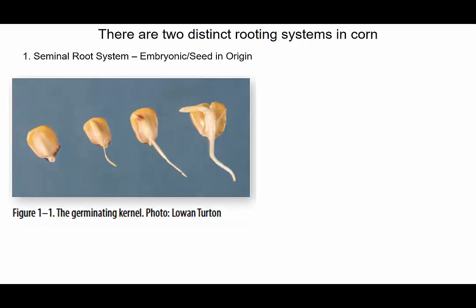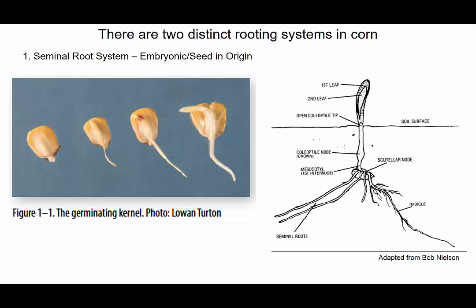So the seminal root system, again, originates from the seed. Coming here in this series of germinating seeds, this coming out the bottom is what's known as the radicle or the primary root. This is the first root of the plant and the first root of the seminal root system. We then get additional seminal roots from the seed, from the scutellar node, that appear. And this is all happening prior to emergence and around emergence.